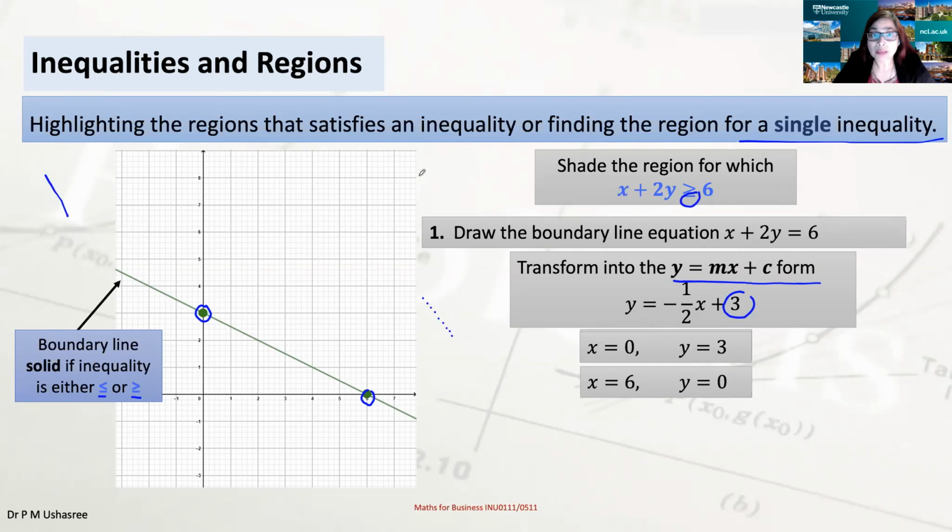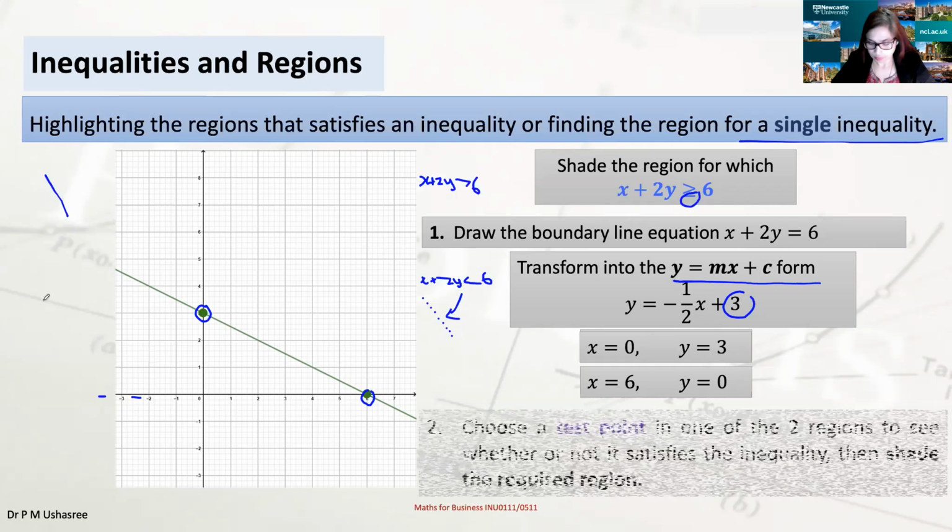When you do not have it, for example, if you just have x plus 2y is greater than 6, or x plus 2y is less than 6, you should use a dotted line. Otherwise, when you have the equality sign along with less than or greater than, you should use a solid line. So please use a ruler and pencil to draw these solid lines. Please do not just draw it roughly. It should be clearly drawn.